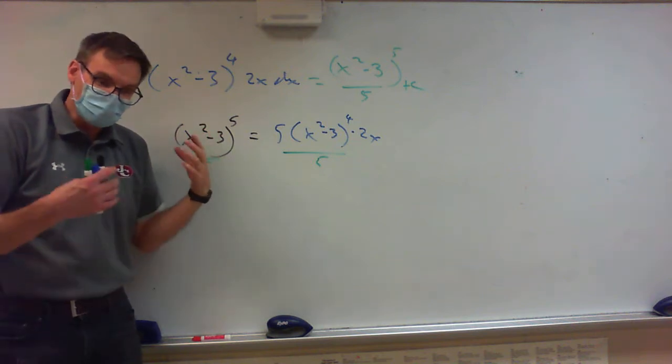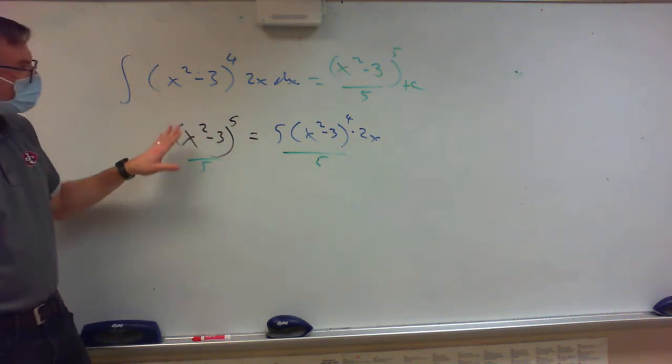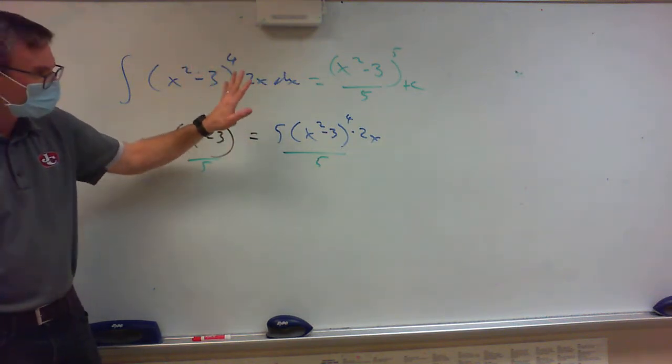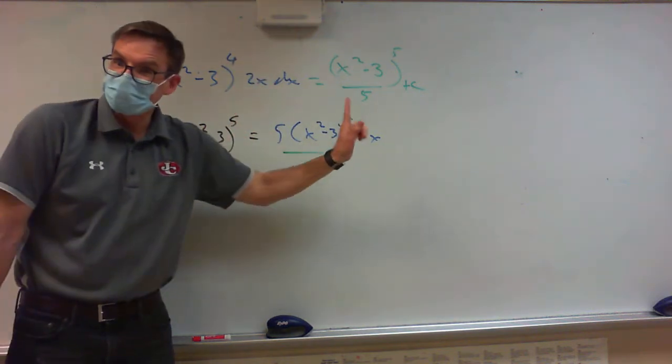What I'm trying to get you to do is see what's important. What's important is I have stuff to the fourth, and you had that 2x off to the side, and you didn't know why that needs to be there. Some of you have an idea now, right?